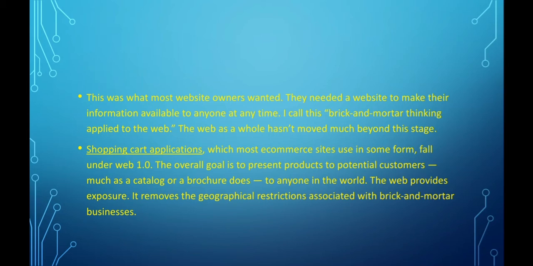This was all most website owners wanted. They needed the website to make their information available to everyone at any time. I call this brick and mortar thinking applied to the web. The web as a whole did not move much beyond this stage. Shopping cart applications, which most e-commerce sites use in some form, fall under Web 1.0. The overall goal is to present products to potential customers, much like a catalog, or to bridge those to anyone in the world. The web removes geographical restrictions, except with brick and mortar businesses.